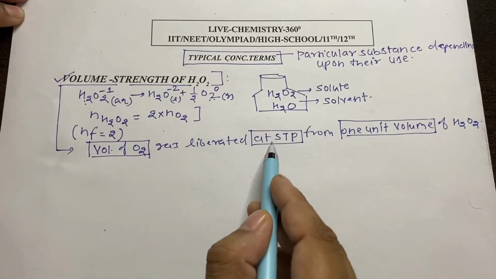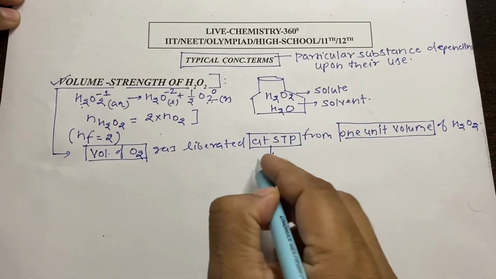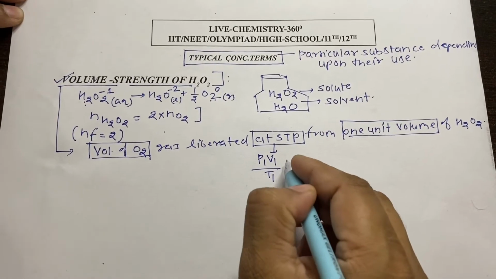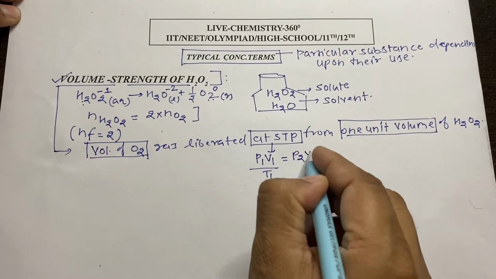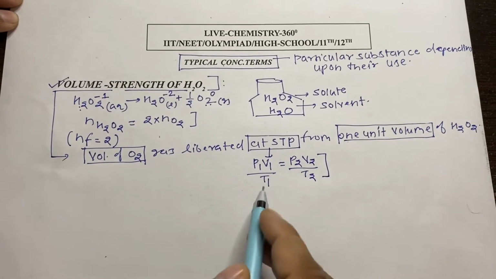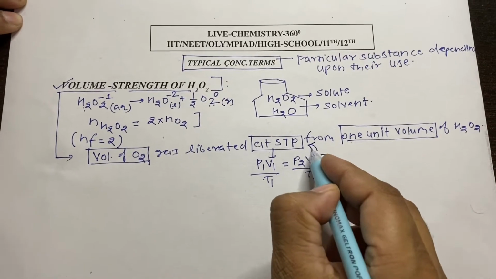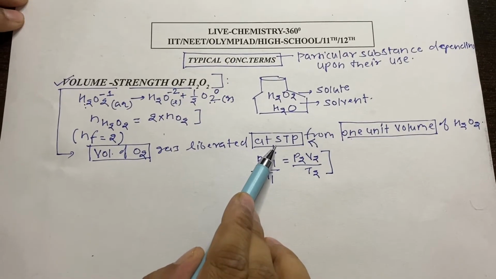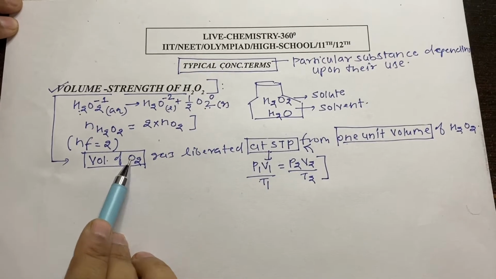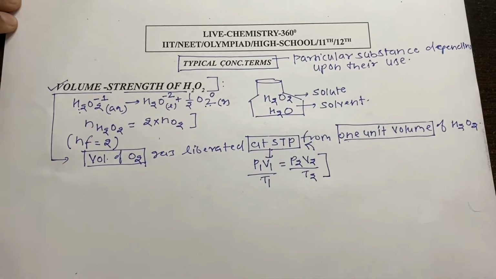If the STP condition is not given, we will use the equation of state, P1V1 upon T1 equal to P2V2 upon T2, to convert the given volume to STP, because this is the essential condition: the volume of oxygen should be measured at STP.